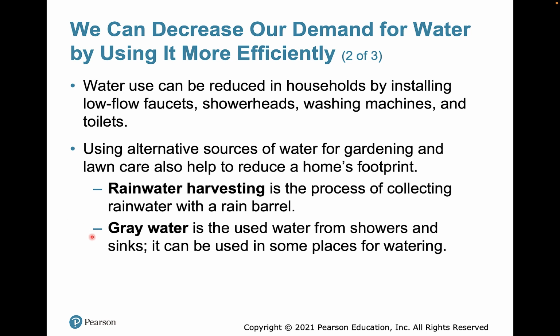Or you can use gray water. Gray water versus black water. Black water is stuff that you flush down the toilet, okay? You don't want to use that. It's against the law to use that. But you can use water from showers, sinks, washing machines. In some places, you can use that for watering, so you can have a gray water collection system.